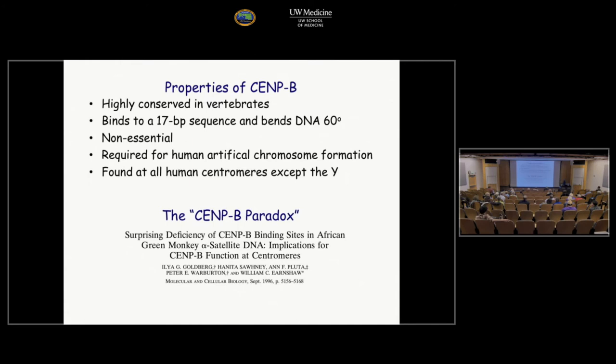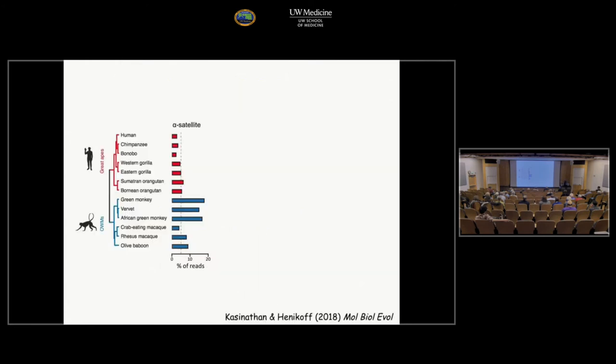And the CENP-B paradox was that African green monkeys have a lot of alpha satellite, but he couldn't find any centromere protein B there. And he asked us, why don't you take a look and see if you can do some genomics and see if you can see anything there. So Siva Kasinathan, when he was a graduate student in the lab, decided to take on this challenge. And so if you look at alpha satellite in great apes and old world monkeys, you find that actually Bill was quite right about that. It was controversial back 20 years ago, but it's pretty clear that only the great apes have CENP-B boxes, not the old world monkeys.